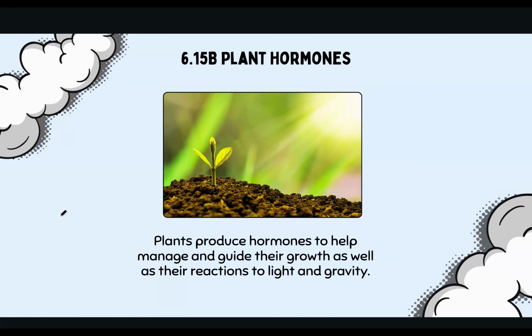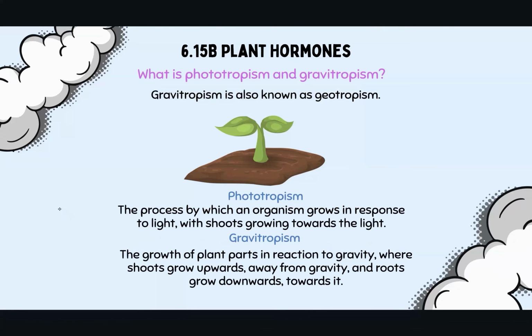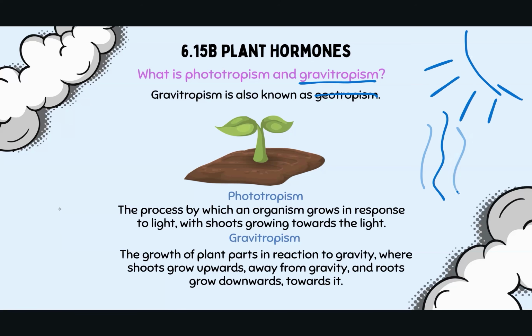Okay, so plants produce hormones to help manage and guide their growth as well as their reaction to light and gravity. So what is phototropism and gravitropism? Now, gravitropism is also known as geotropism, which is an irrelevant point at this point. Phototropism is the process by which an organism grows in response to light. So generally speaking, if it's a sunny day, then a plant will grow towards the light. That's phototropism. So even if it was going in this direction, it starts growing towards the light. That's phototropism, the fact that it changes direction.